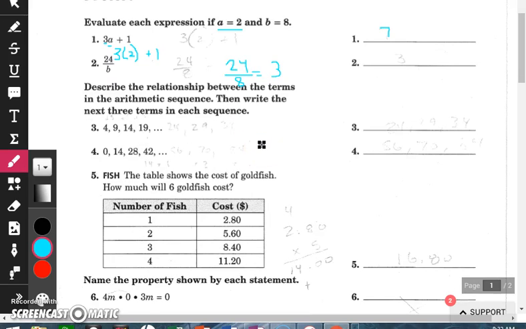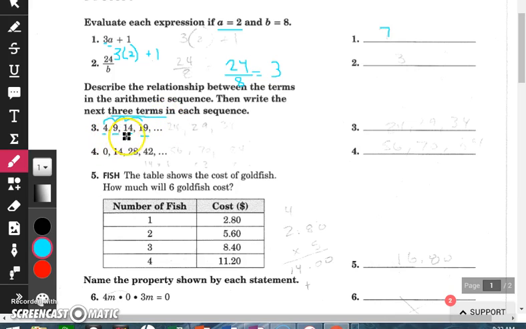Questions numbers 3, 4, what you want to do is you want to think about what is going on with this pattern. So what I would recommend doing is taking a look at the set of numbers, and then once you realize the pattern, see how that applies, and what they're going to ask you then to do is to write the next 3 terms.